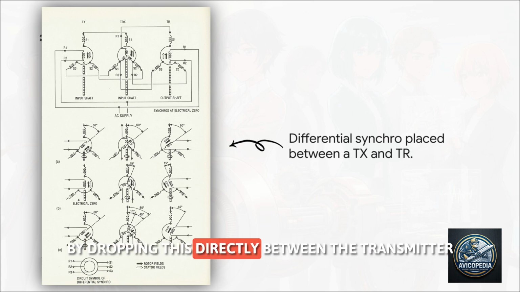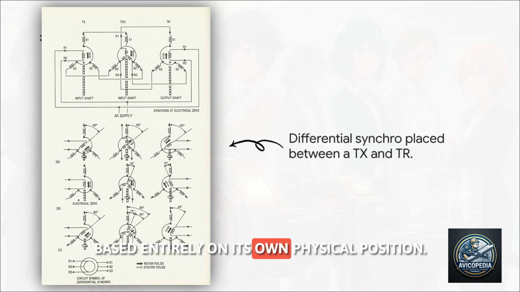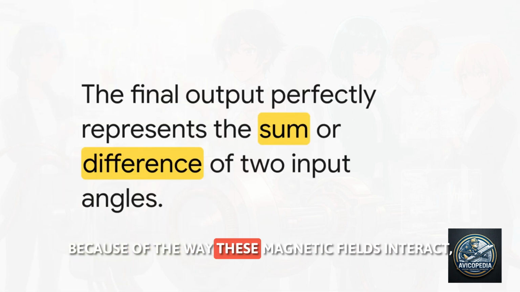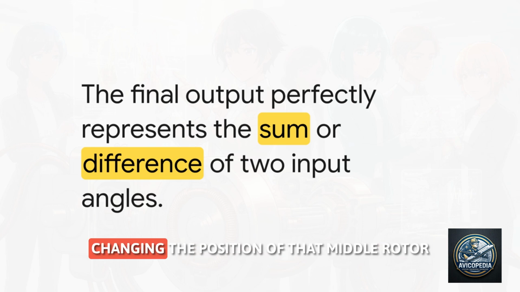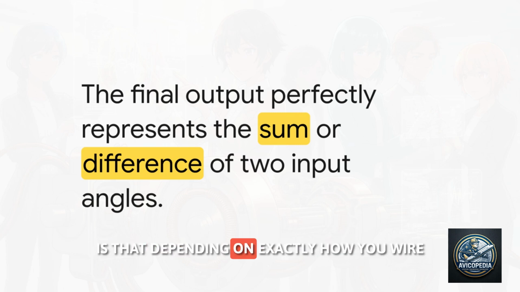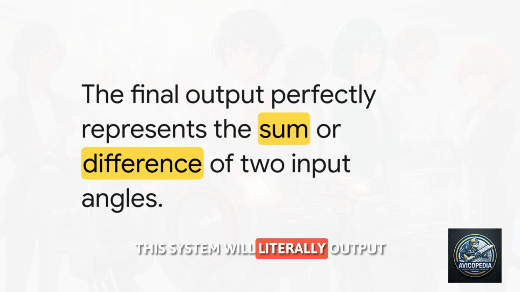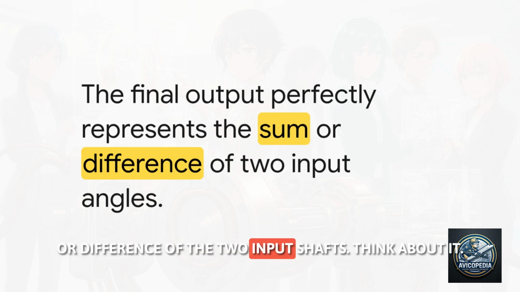By dropping this directly between the transmitter and the receiver, it intercepts and modifies the magnetic fields traveling between them based entirely on its own physical position. Because of the way these magnetic fields interact, changing the position of that middle rotor fundamentally shifts the baseline for the receiver. The real takeaway here is that depending on exactly how you wire the pairs of leads between these units, this system will literally output the physical mechanical sum or difference of the two input shafts.